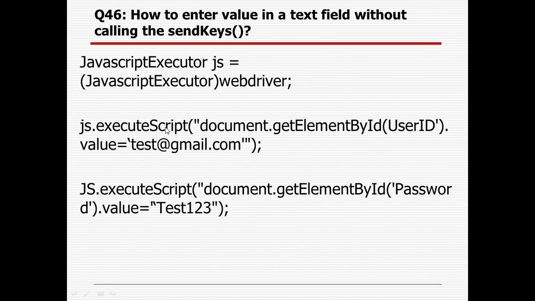Then, with the JS instance created, instance dot executeScript, document dot getElementById. You need to give the ID, dot value, and pass it. Similarly, you can also pass the password field. So for the ID and password field, if you want to pass them, first you need to create an object or instance for the JavaScript Executor. Then use the executeScript method: the document dot first you need to get the element, then pass the value, in case sendKeys is not working.